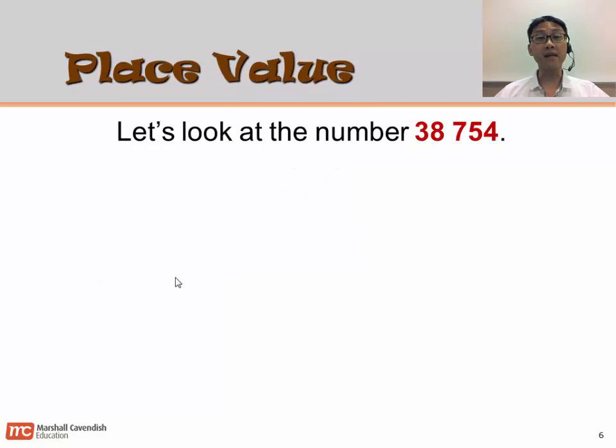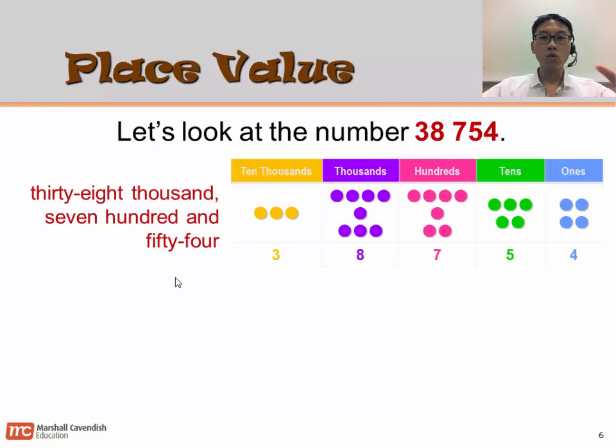So let's look at place value. Alright, let's look at this number, 38,754. When we represent it in place value, it looks like this: 3 in the 10,000s place, 8 in the thousands place, 7 in the hundreds place, 5 in the tens place, and 4 in the ones place.